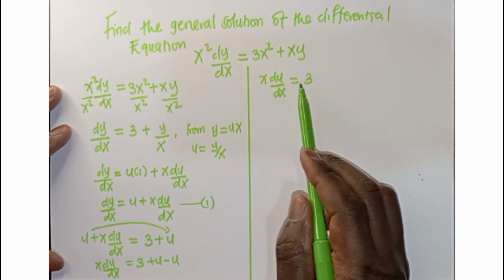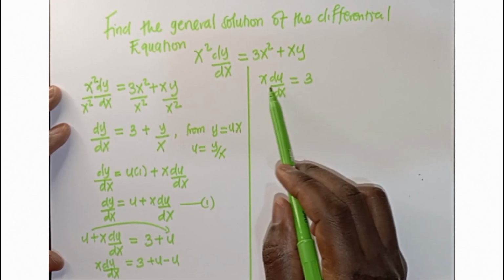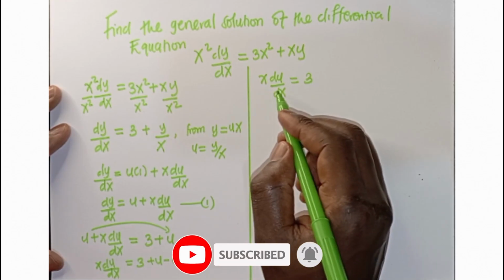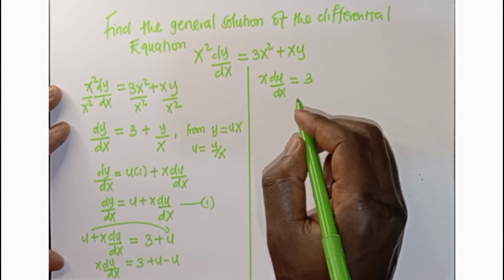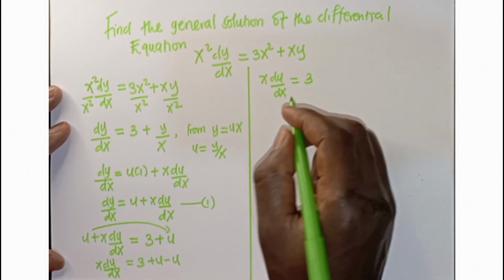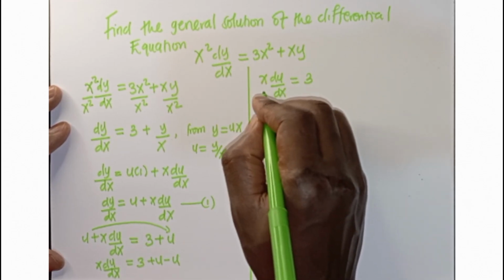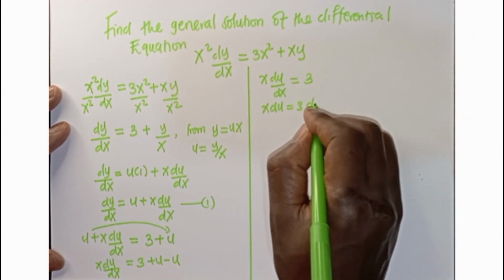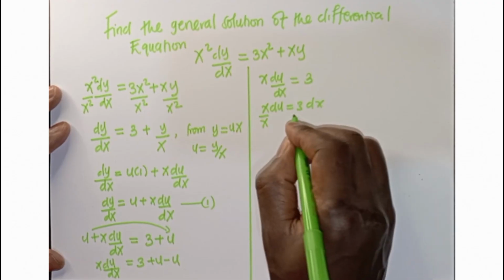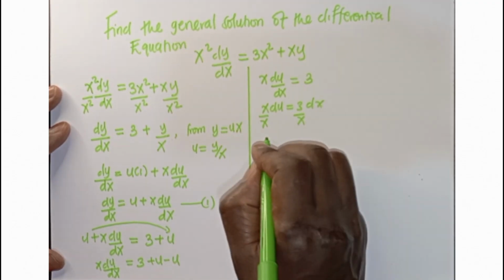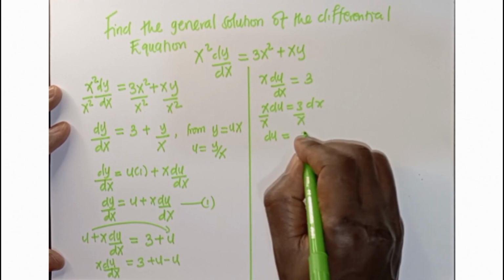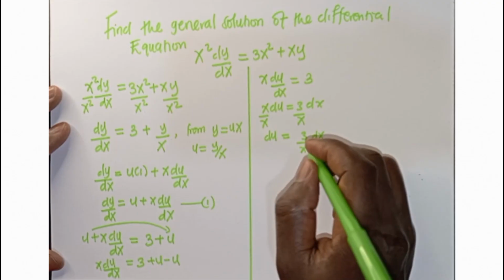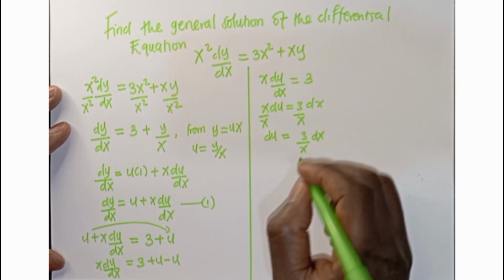Now after reaching here, you can clearly see that whenever you reduce a homogeneous equation, it goes back to separation of variables. So here we can separate variables by dividing both sides. So we can have x du is equal to 3 dx. We can divide through by x, so we have du is equal to 3 out of x dx. Now after having this, we can go ahead and integrate.